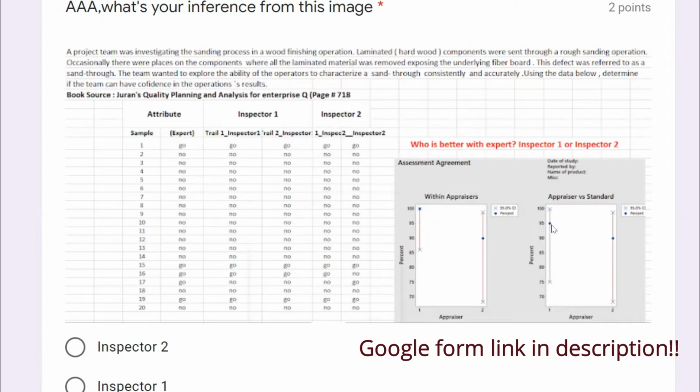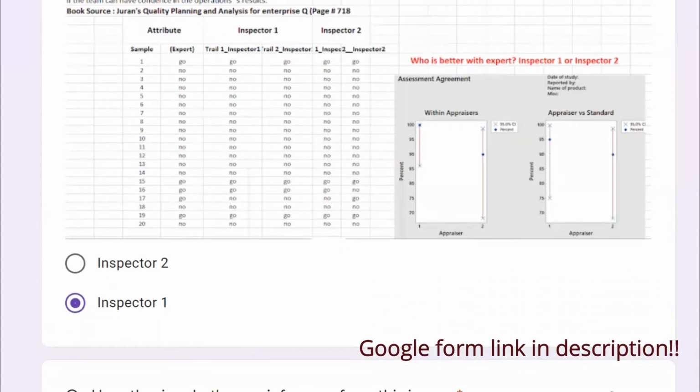So here you can see that inspector number one is more accurate. 95 percent is accurate. So that means inspector one is the best compared to inspector two. Inspector two is also fair enough. That is, inspector two has got a value of 90. Let's go to the next question.